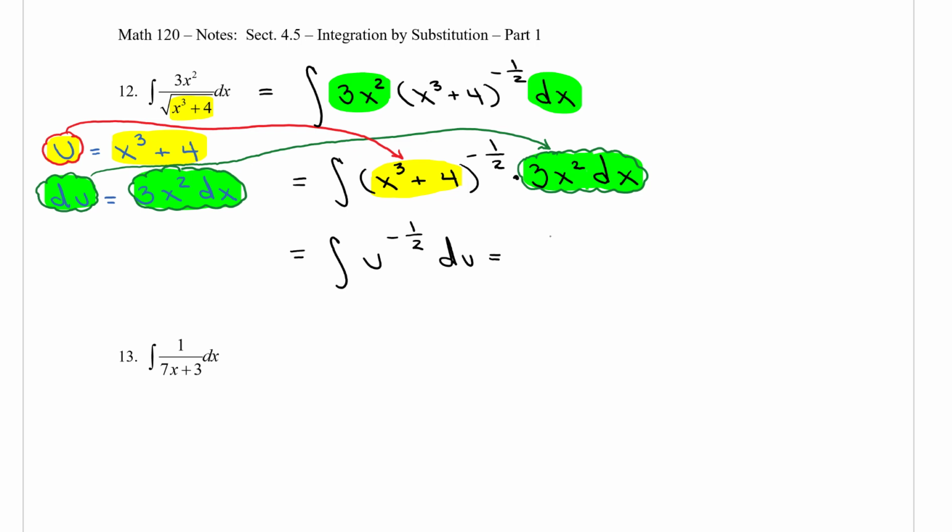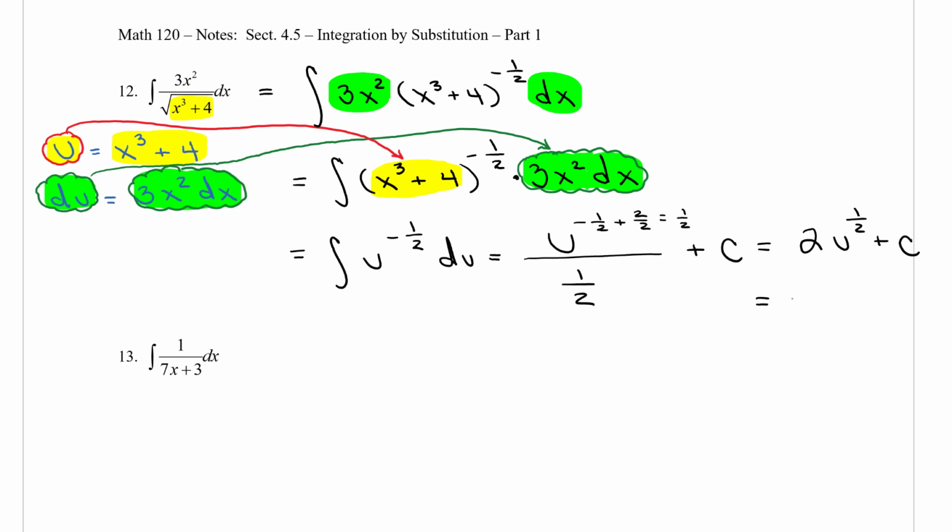So that's going to be equal to u raised to the negative 1/2 plus 2/2 power. If I add negative 1/2 plus 2/2, it's going to be equal to positive 1/2. I'm going to write that in the denominator. And then plus c, and that's going to be equal to 2 times u raised to the 1/2 power plus c. I'm going to go ahead and substitute back in for u.